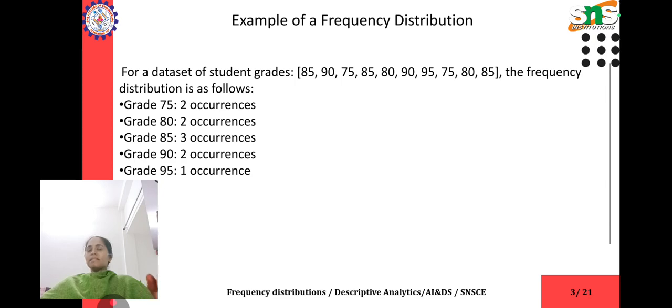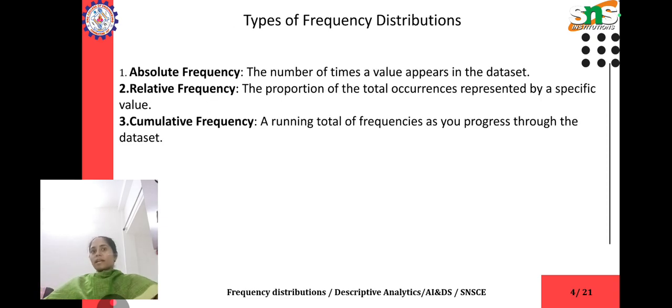The problem is, for a data set of students' grades: 85, 90, 75, 85, 80, 90, 95, 75, 80, 85. The frequency distribution is as follows: grade 75 has 2 occurrences, grade 80 has 2 occurrences, grade 85 has 3 occurrences, grade 90 has 2 occurrences, and grade 95 has 1 occurrence.